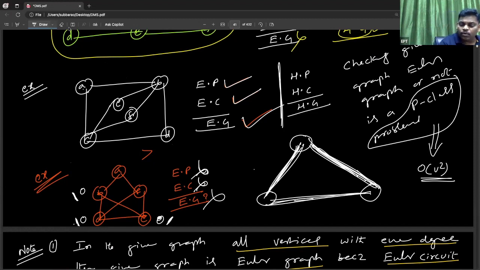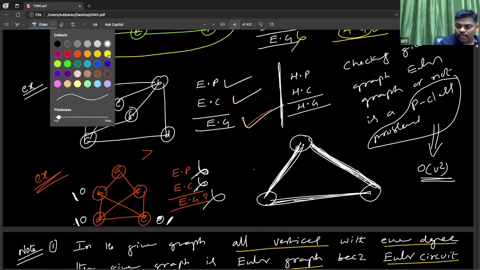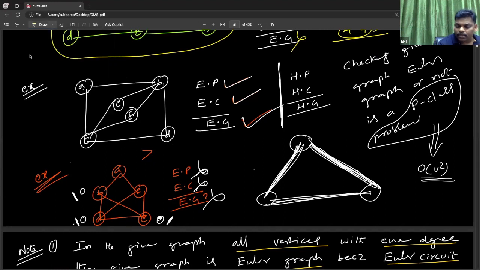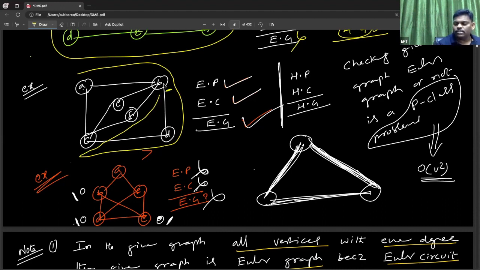Remember, a vertex cannot repeat. Starting vertex and ending vertex can repeat, but intermediate ones cannot. See this one. You want to cover all vertices one time. You came like this, like this, like this. But there are two people inside. You want to cover them. To cover them, you went like this. When you are going like this, you will touch this same person again. When you go here, same person.